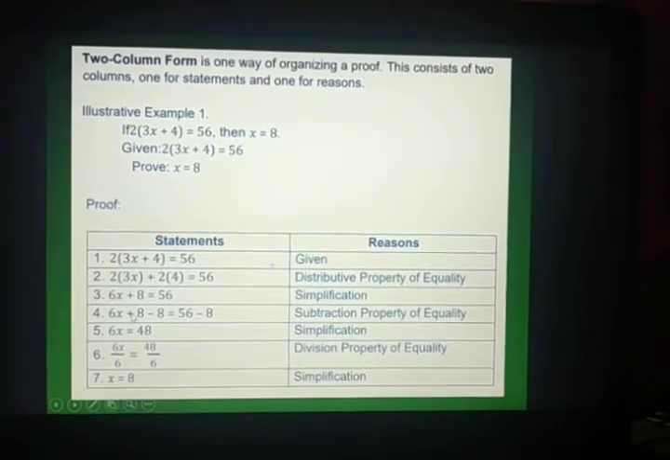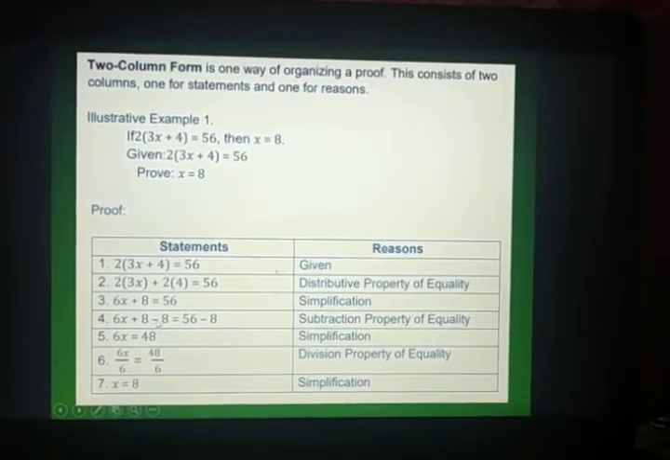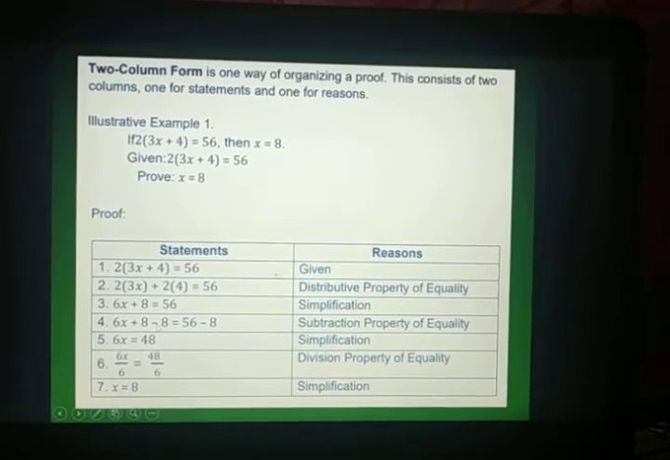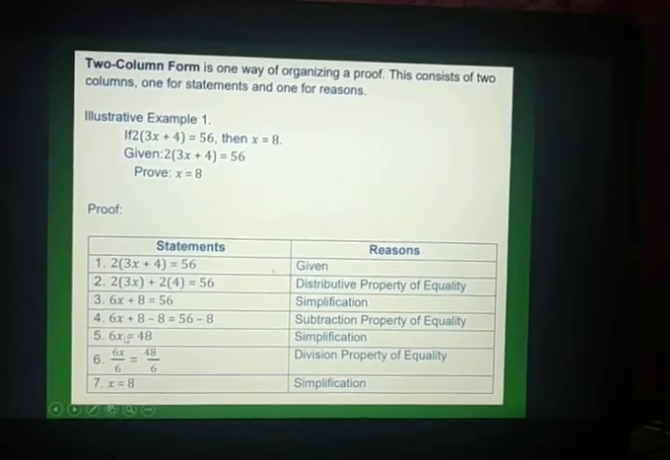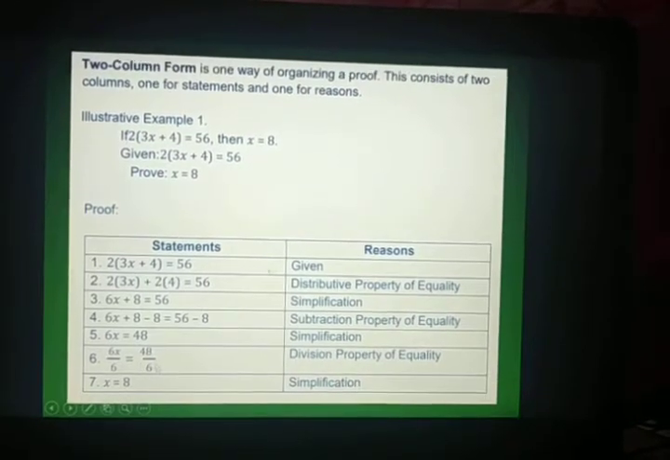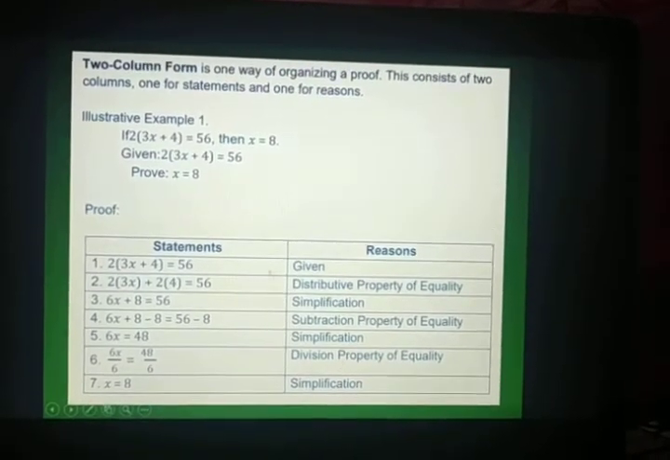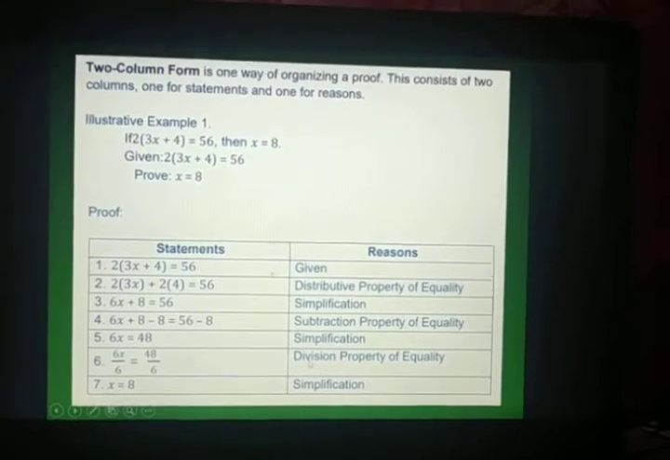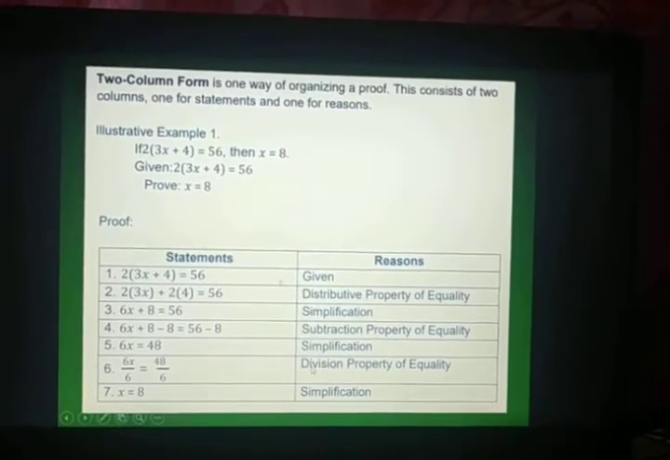You will do away with 8, so add negative 8 to both sides. That's the subtraction property of equality. Then simplify: 6x equals 48. Divide both sides by 6. That's the division property of equality. And the answer is x equals 8. Simplification. That's it. That's how you prove it.